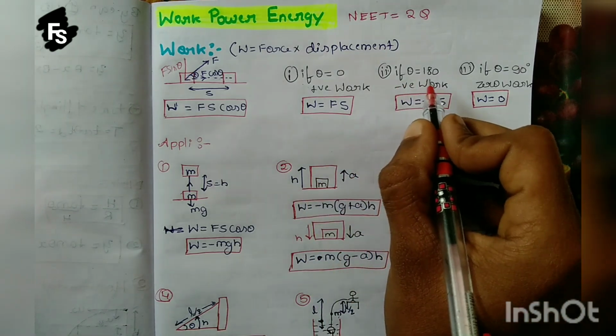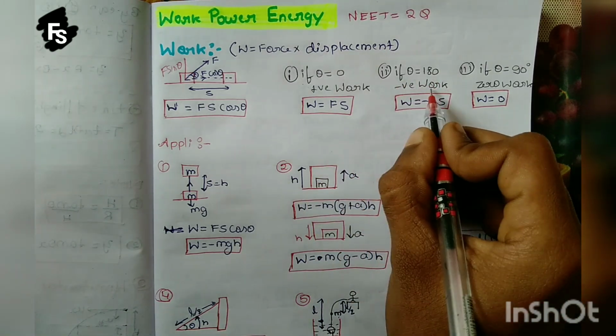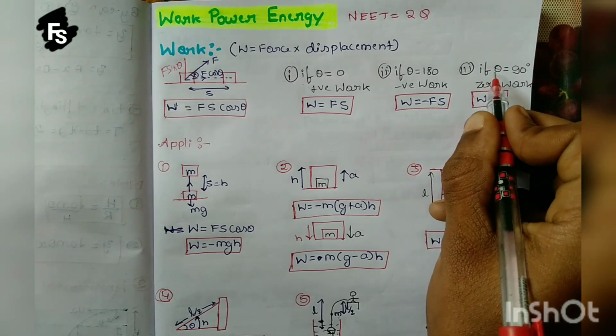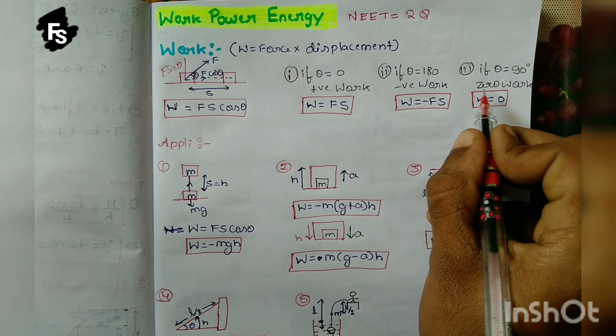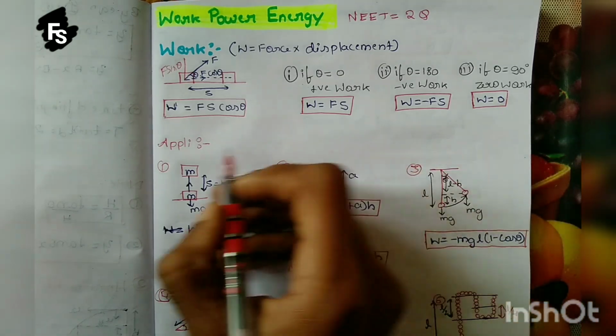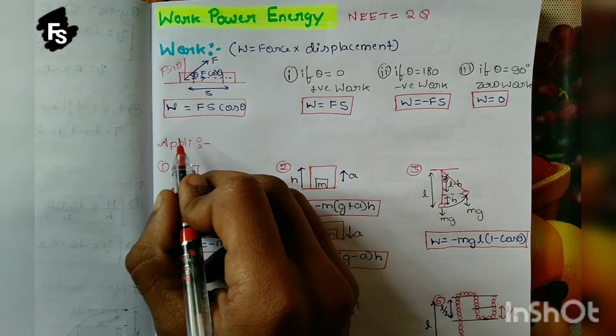Second, if theta equals 180 degrees, then it is called negative work, W is equal to minus F into S. If theta equals 90 degrees, then the work done is equal to 0. Let's solve some applications.